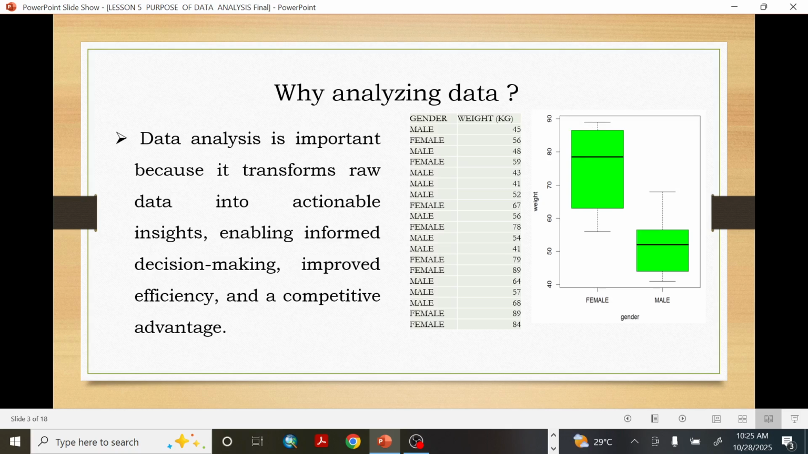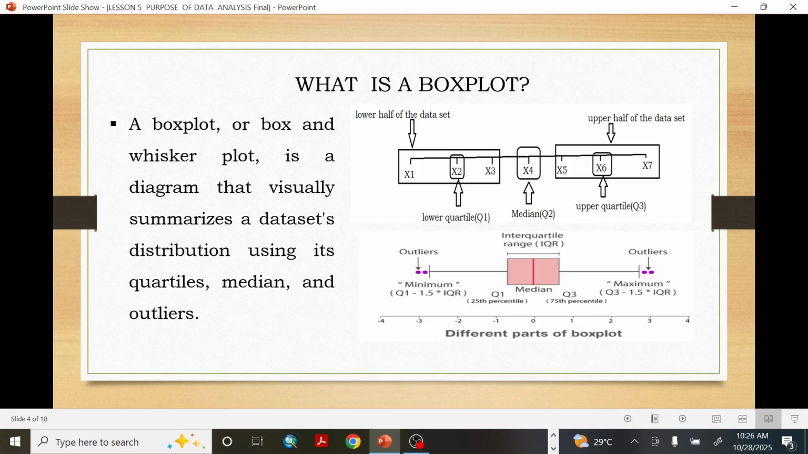So this diagram is very important. It provides a quick high-level summary of data set distributions. It allows for comparison of multiple groups. And also, this is a powerful tool for understanding the shape of the data. It makes variability visible and complex information can be accessed by the audience.